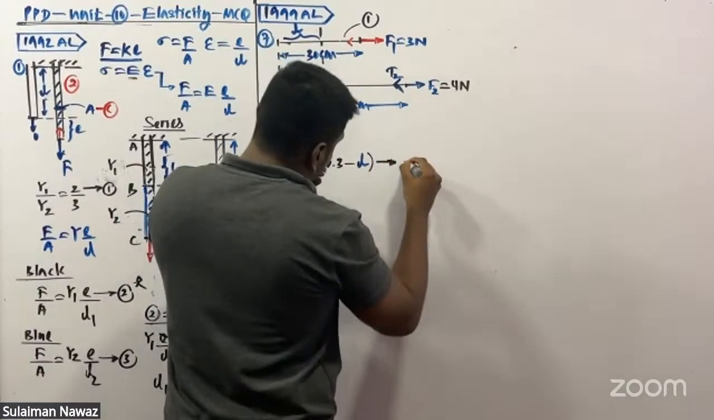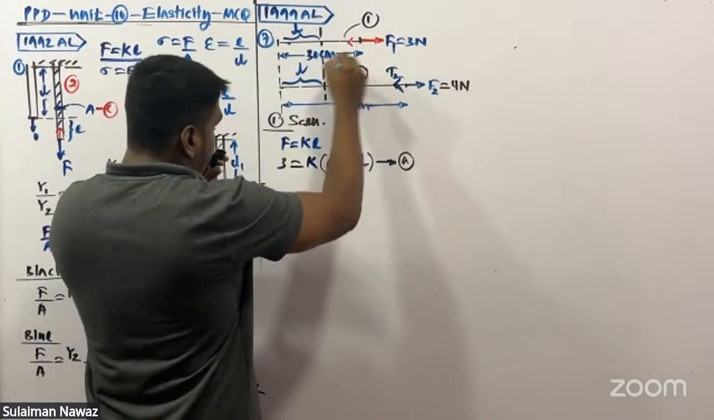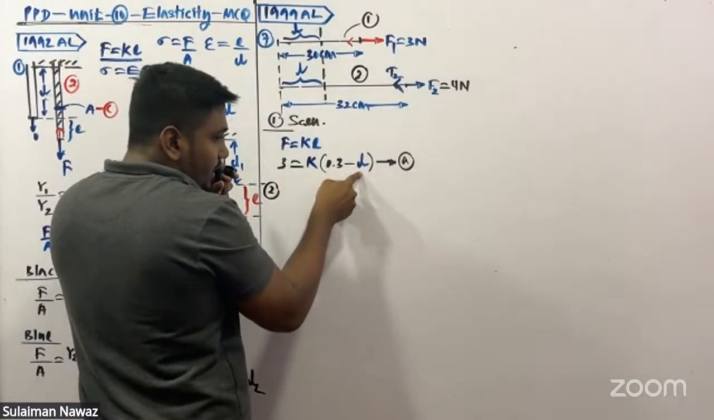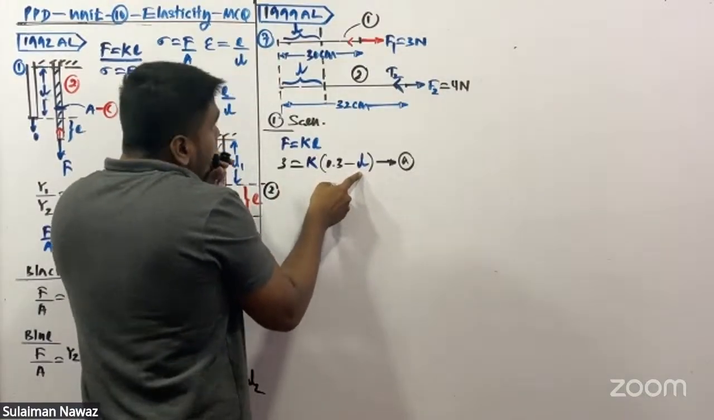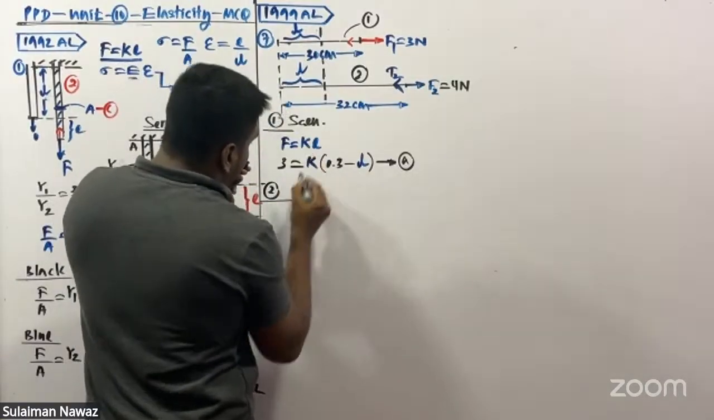Scenario number 2. Because you want to find K, but the problem is you don't know the natural length of the string. Again, in scenario number 2, you apply the same equation.